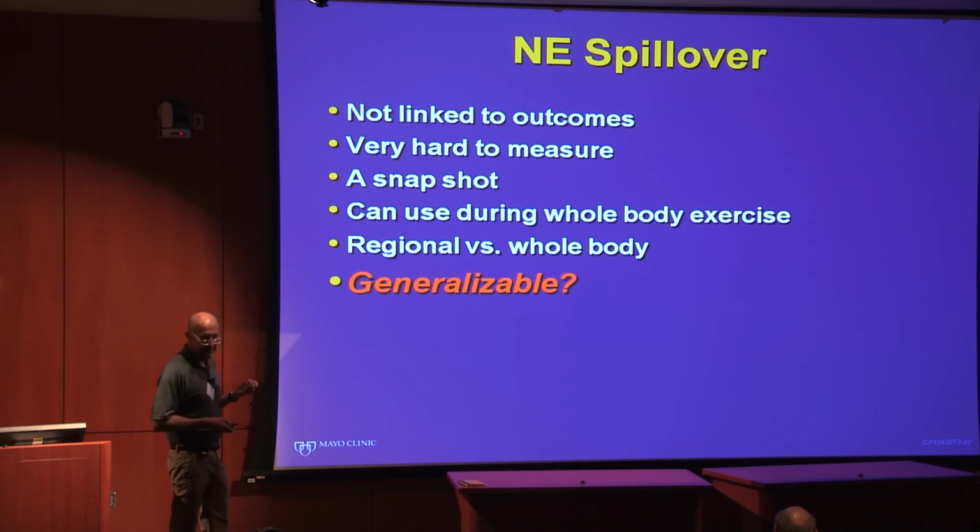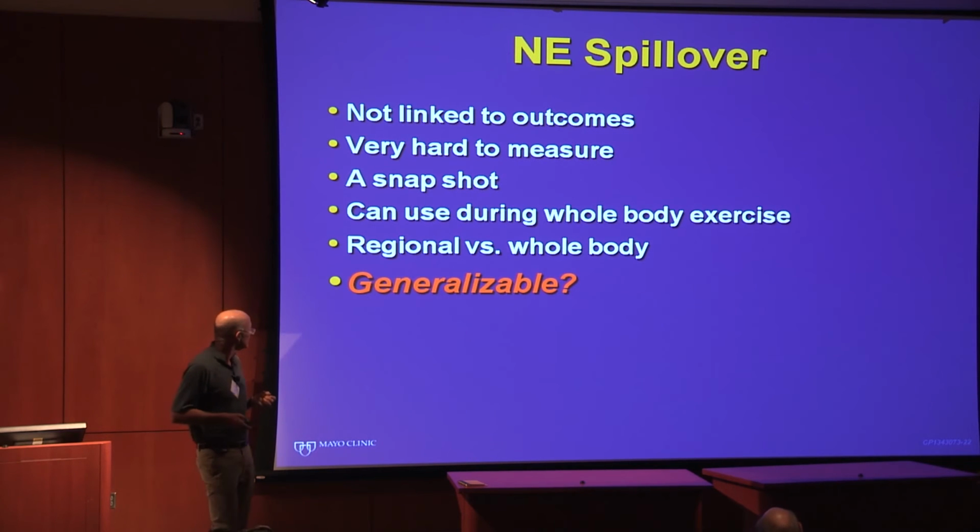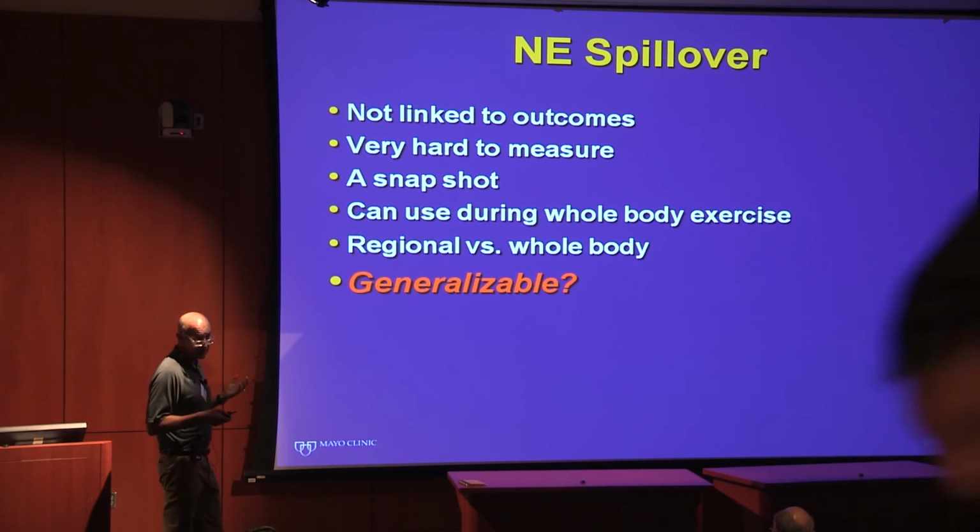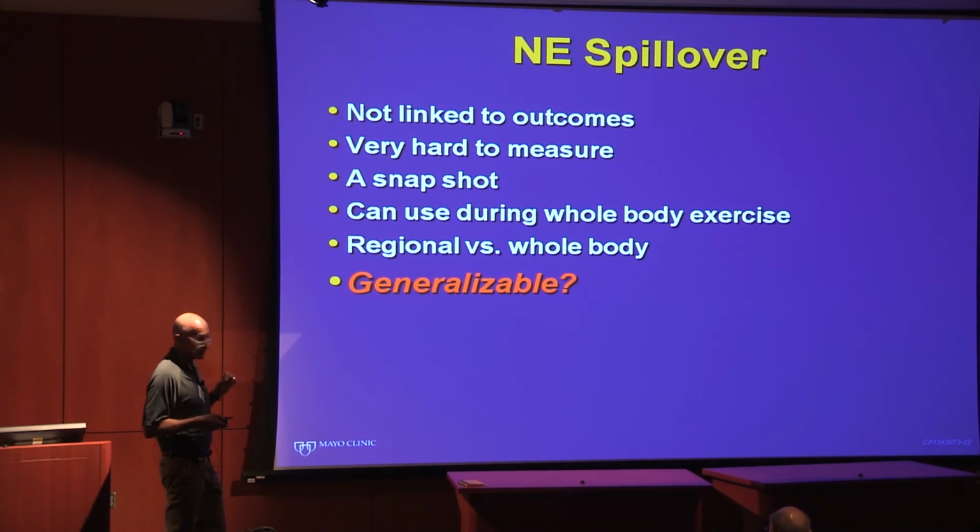Norepinephrine spillover, not really linked to outcomes. It's very hard to measure. You've got to put catheters in all over the place. You do get a snapshot. You can use it during whole body exercise. The temporal resolution's a little bit low, and you can get regional versus whole body. Is it generalizable?